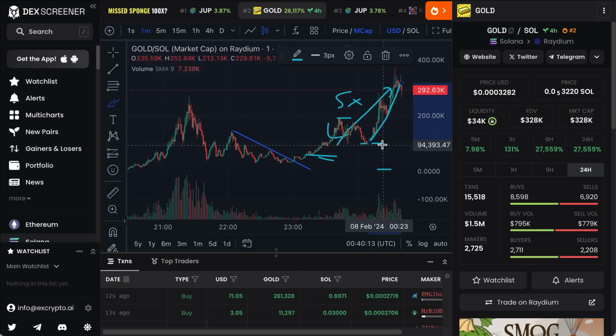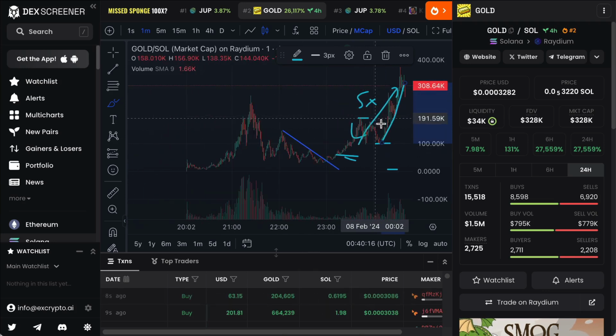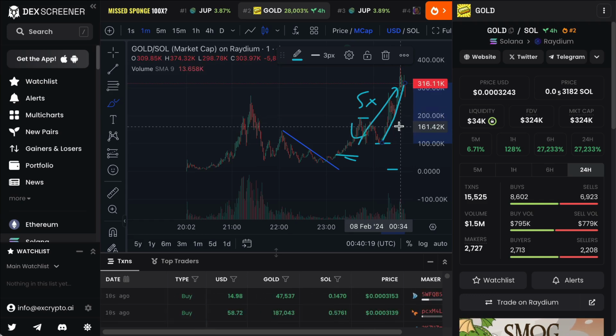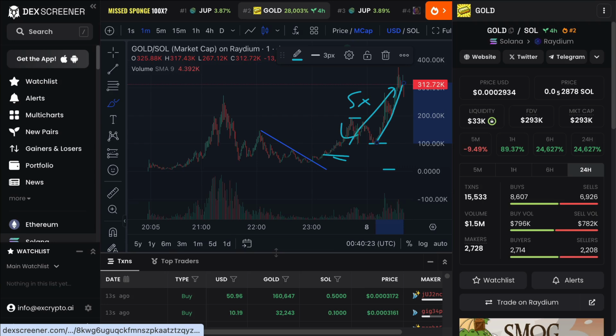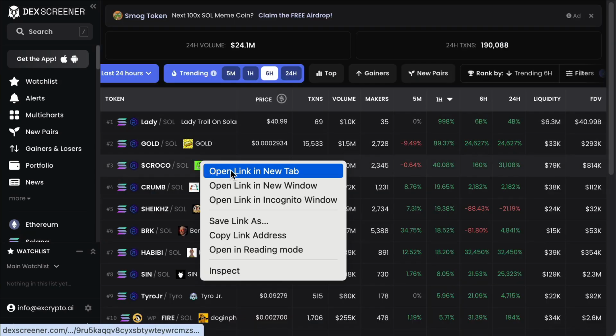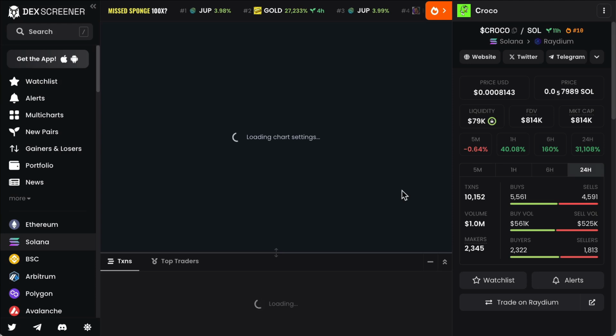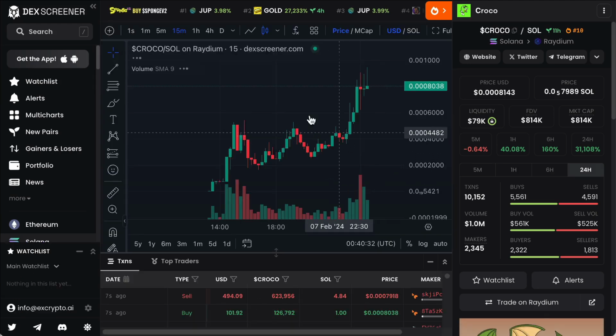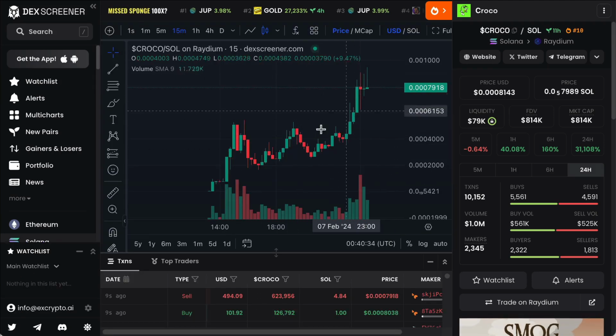You don't have to rush or be absolutely glued to the screen. I would be glued for the first short period of time. But as soon as I've taken a good bit of profit, maybe even taken out my initial entry, then you can let it run a little bit. Beautiful trade there. And then this one, Croco, let's have a look. It's probably going to be something similar. But let's see how early it is. Yeah, it's a little bit late here because this is already taken off as well.